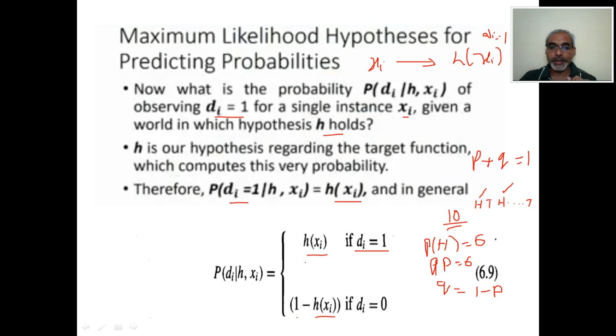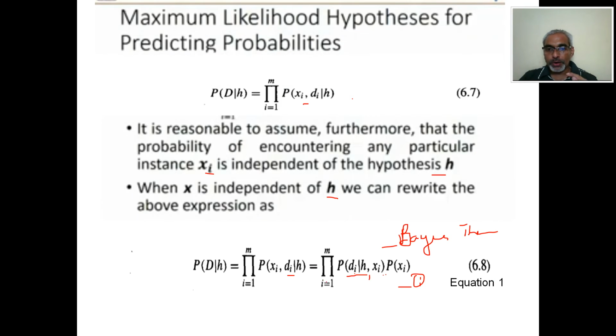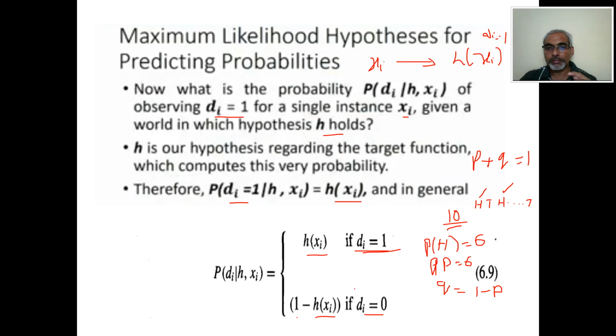Based on that probability equation, we write the probability of di given h comma xi is equal to h of xi if d is equal to 1. Then what will it be if d is equal to 0? D equal to 0 means 1 minus this term, so you can write it as 1 minus h of xi. The same complicated equation that we had, we have now simplified.